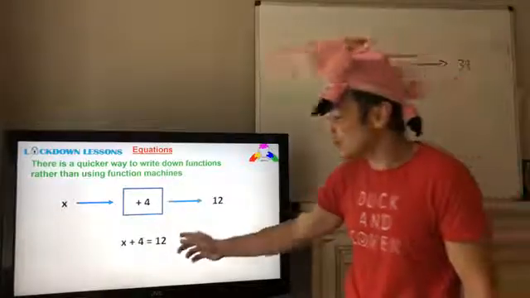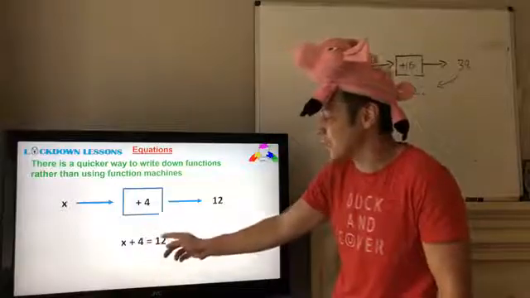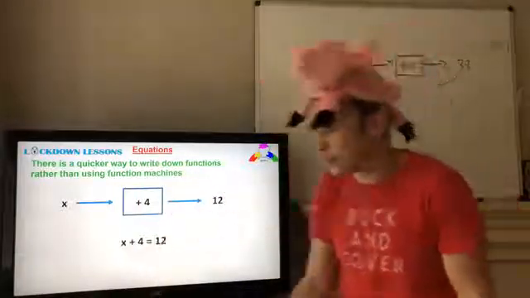But I want you to write out the equation, and that's what this is called because it's got an equal sign in. Can you write down the equation for this function machine?